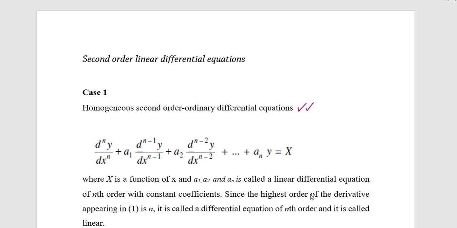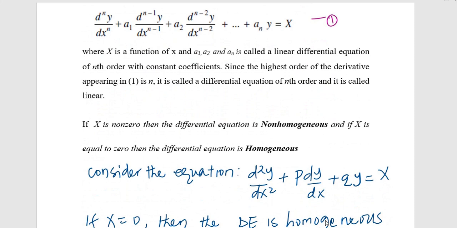Since the highest order of the derivative appearing in equation 1 is n, it is therefore called a differential equation of nth order, and it is linear. So if X is non-zero, then the differential equation is non-homogeneous. That is, if this equation has a function of x at the end, it is called non-homogeneous as long as X is non-zero. And if X is equal to 0, then the differential equation is homogeneous.